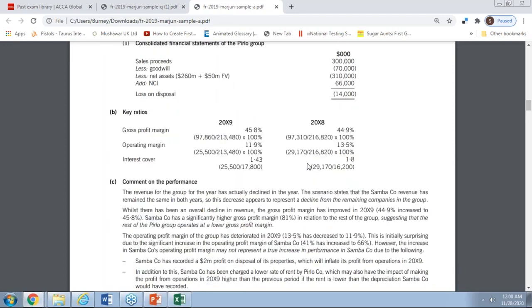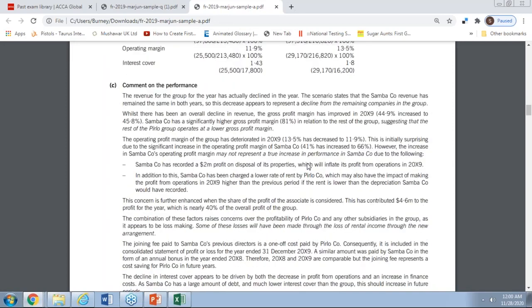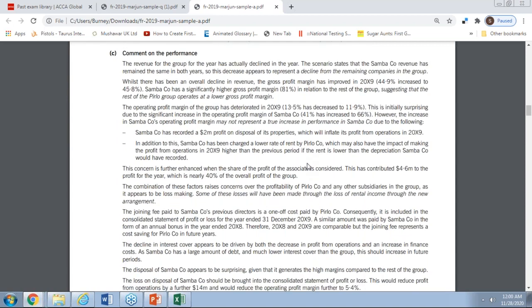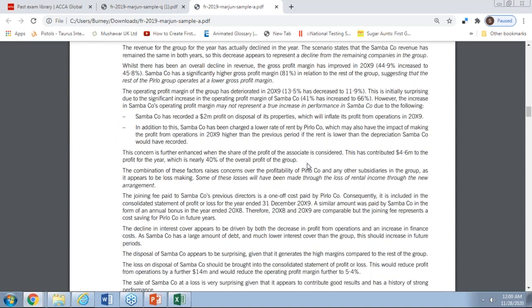So I'm giving you just this point of the examiner's answer, to read it carefully. Please read the answer of the examiner.